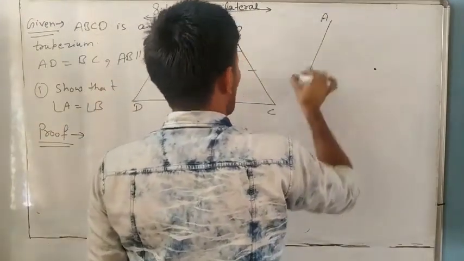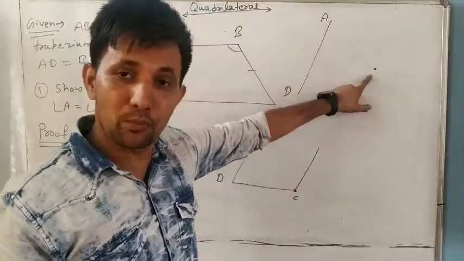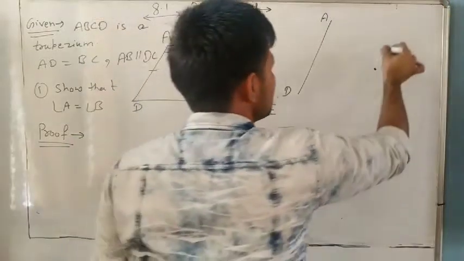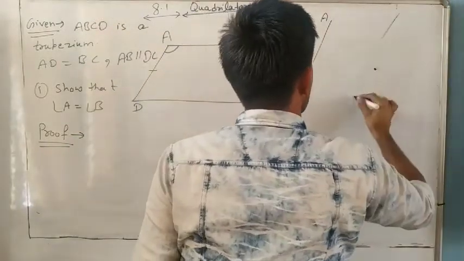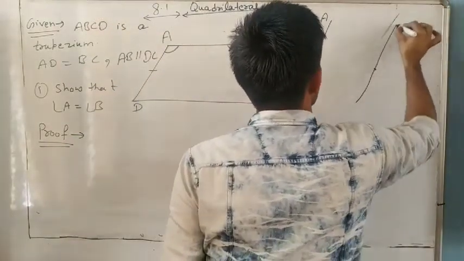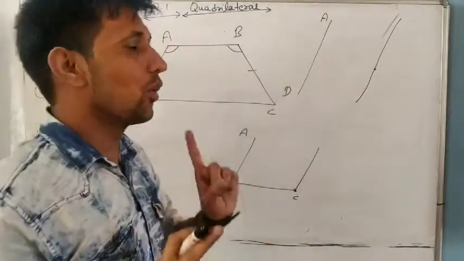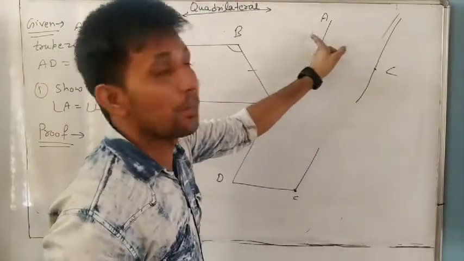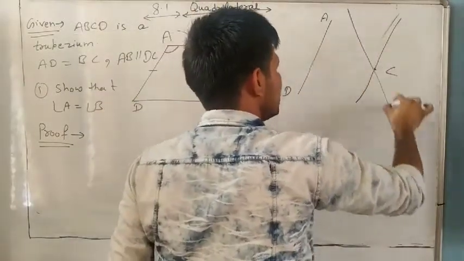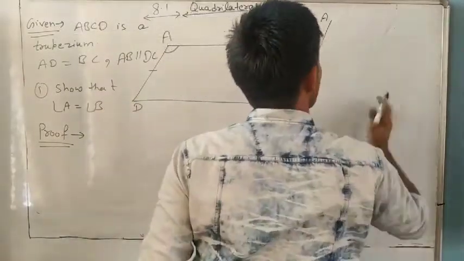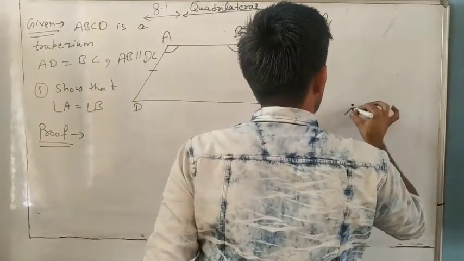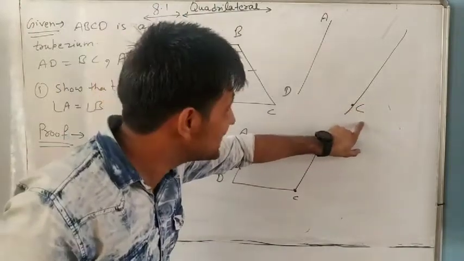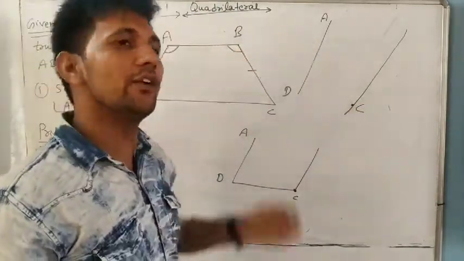If I ask you, draw a line which passes through this point and is parallel to AD, we can draw only one line. So this is parallel to this one, and it passes through this point. No other line which passes through this point C is also parallel. Suppose we draw like this one, it is not parallel. So only one line we can draw which passes through C and is parallel to AD.